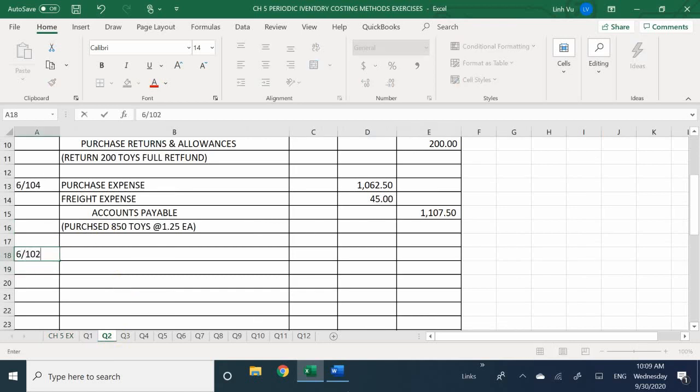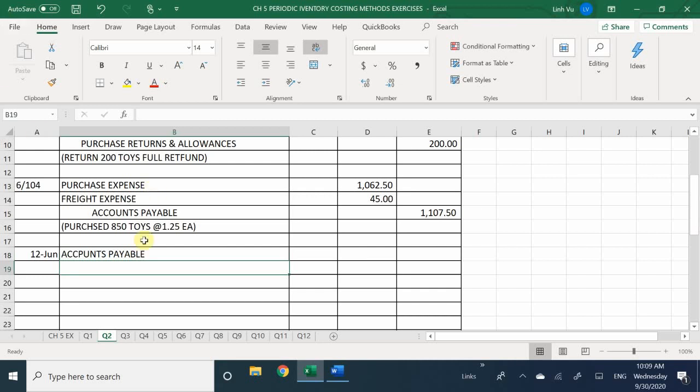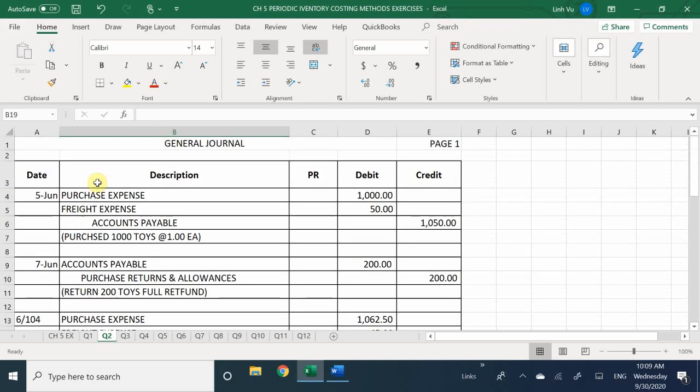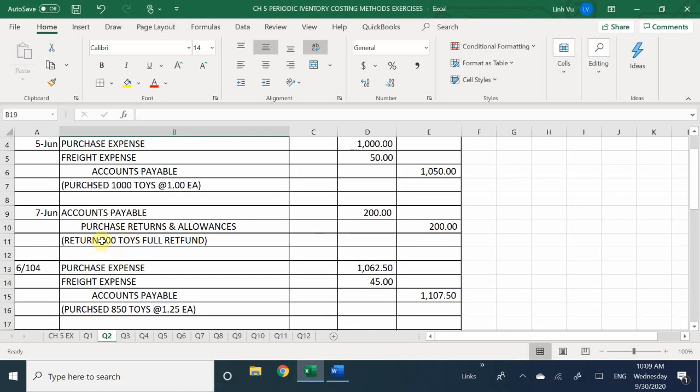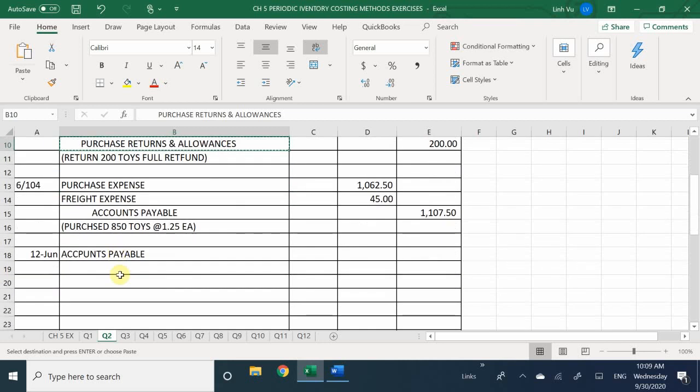So 6/12, so June 12th, we're going to recognize that we are going to be lowering our accounts payable because that's how we originally paid for it. And because we were attempting to return, we end up actually receiving a discount, which in this case is going to be applied as an allowance. It's not a discount because it's not something that we give to everybody. This is a personal discount because we're attempting to return it. So it becomes an allowance.